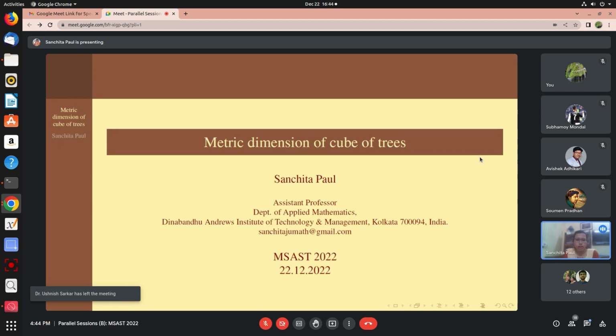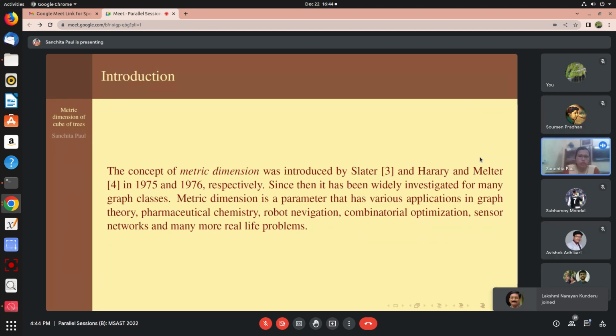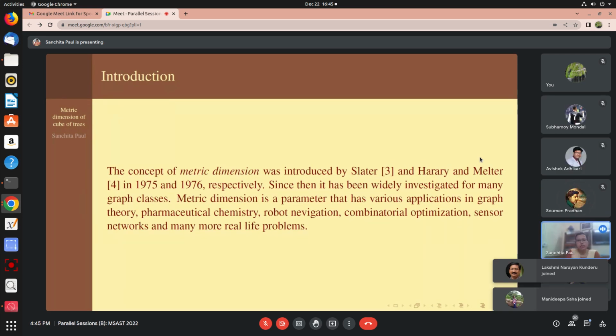The title of my presentation is Metric Dimension of Cube of Trees. The concept of metric dimension was introduced by Slater, Harary, and Melter in 1975. Since then, it has been widely investigated for many graph classes. Metric dimension is a parameter that has various applications in graph theory, pharmaceutical chemistry, robot navigation, combinatorial optimization, sensor networks, and many more real-life problems.